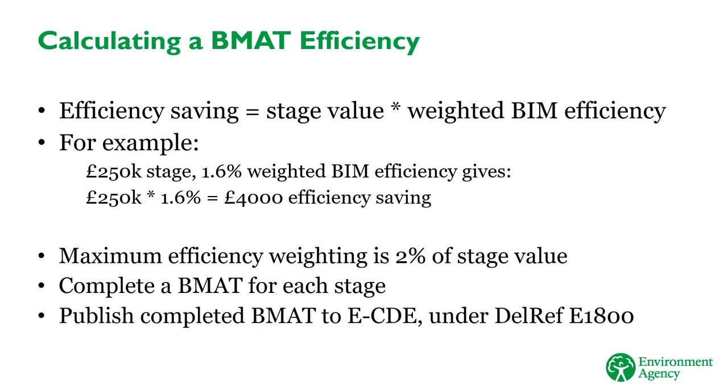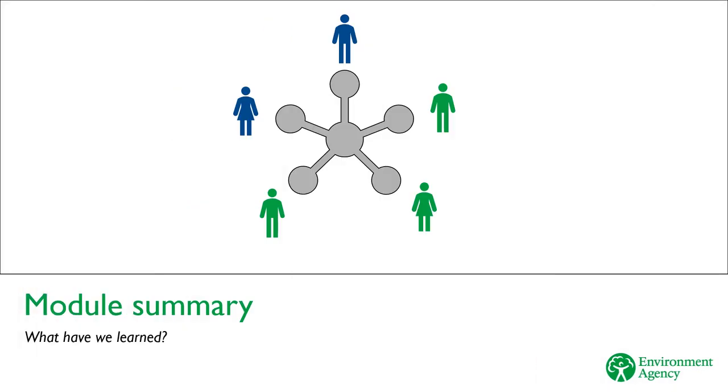When you've completed the BMAT, add it to the IDP and publish the spreadsheet in the E-CDE. We have created a specific deliverable for completed BMAT submissions at deliverable reference E1800. You should also attach the completed BMAT to any efficiency claim you submit that includes the BIM saving. This completes Module 4 of the EA BIM e-learning.